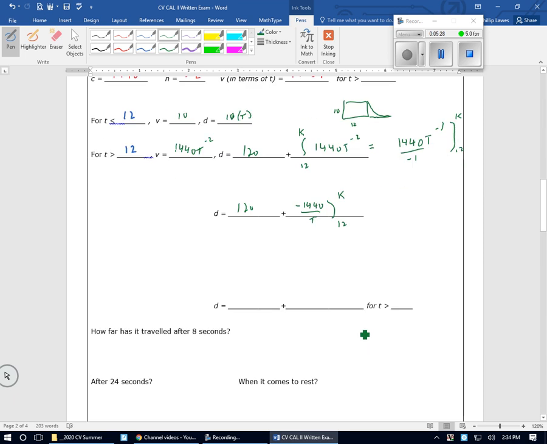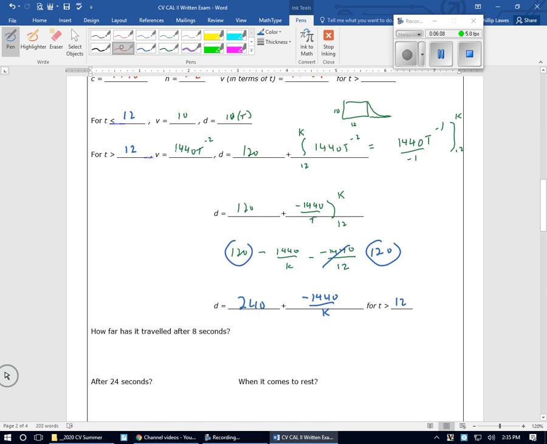Do a little cleaning up on that. That is 120 minus 1440 over k minus negative 1440 over 12. And 12 times goes into 1440 120 times. So my distance is 240 minus 1440 over k for time greater than 12.